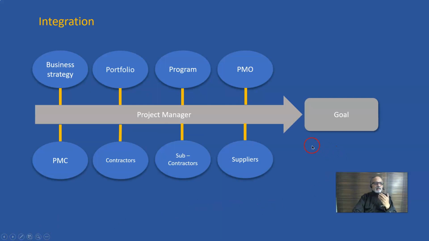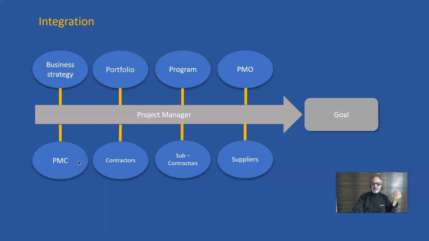Now, as discussed, projects are happening in order to achieve business strategy. Projects are initiated as part of business strategies. Projects can be part of a portfolio. Projects can be part of a larger program. And there is a PMO on one side. PMO can be of different types. If it is a directive PMO, the project managers may be reporting into the PMO as well.